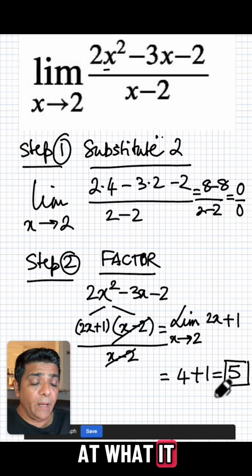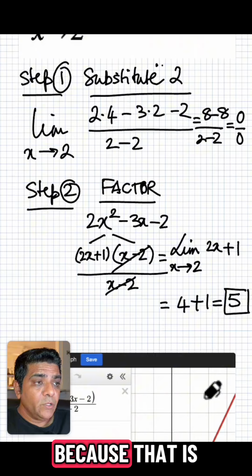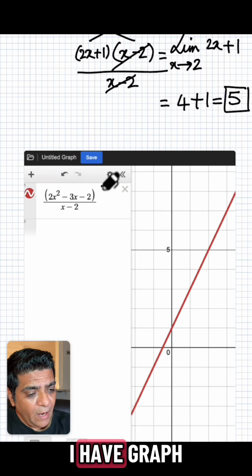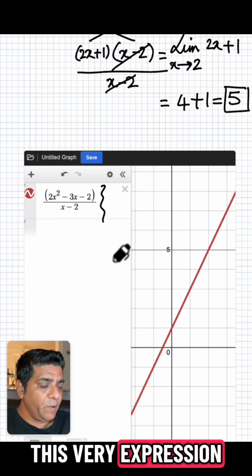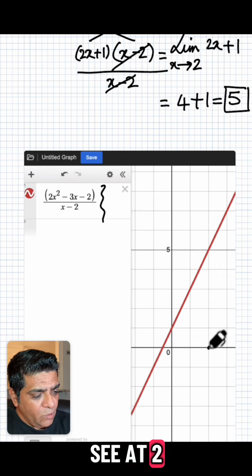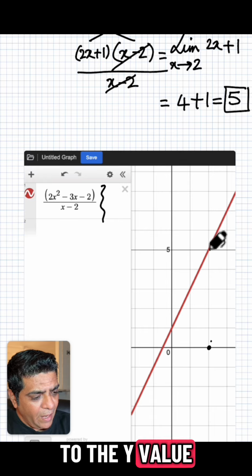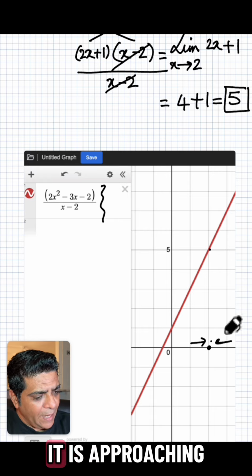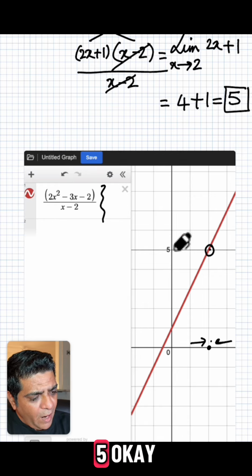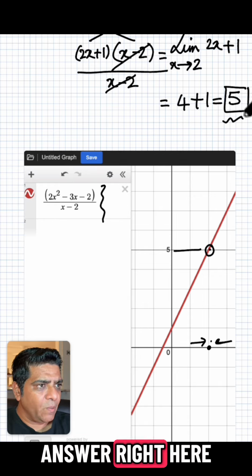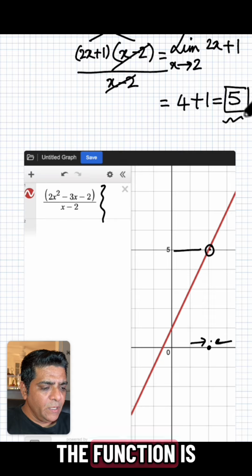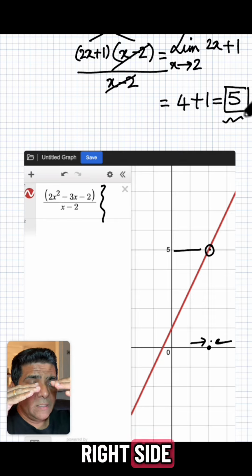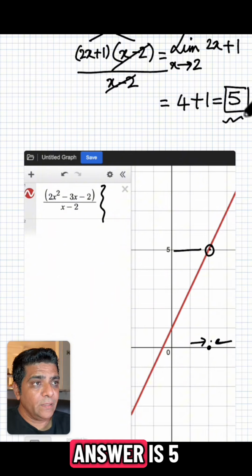But let's look at what it means graphically, because that is very important for us to understand what it means. If you look on this Desmos graph, I have graphed this very expression. If you look at x equals 2 and go to the y value, you will see that from both the left hand side and the right hand side it is approaching 5, which is our answer right here. The function of x is approaching 5 from both the left and right side. So our limit exists and the answer is 5 graphically as well.